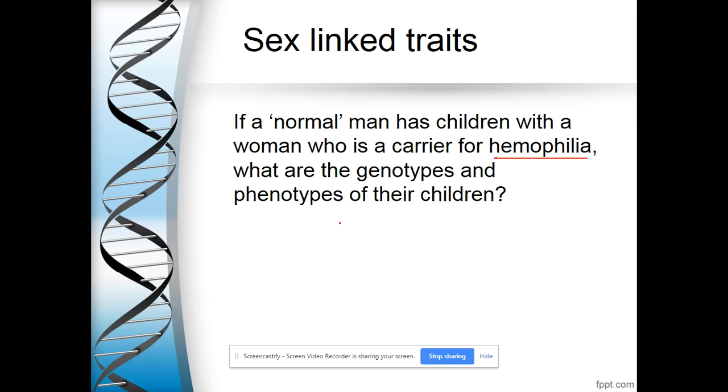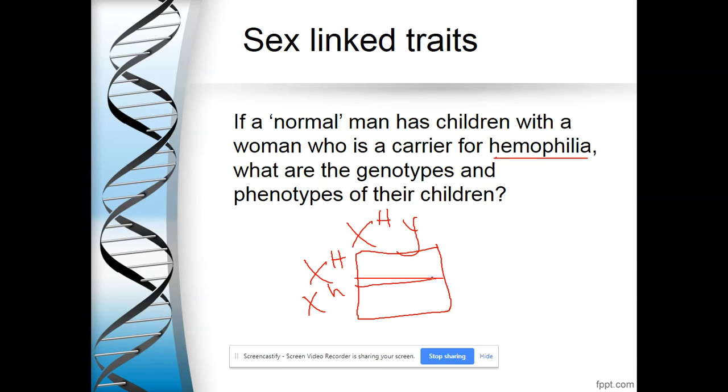So a normal man is going to be carrying the normal proteins for blood clotting, and the woman is a carrier. So she's going to be heterozygous. So we draw our Punnett square. We've got XX with big H, XY with big H, and nothing on the Y. We have XX with big H, little h, and we have XY with a little h.